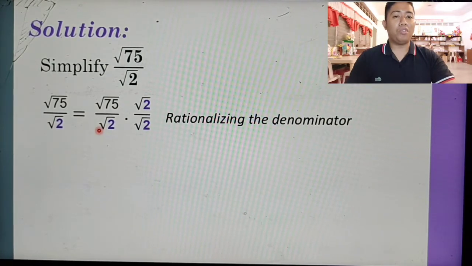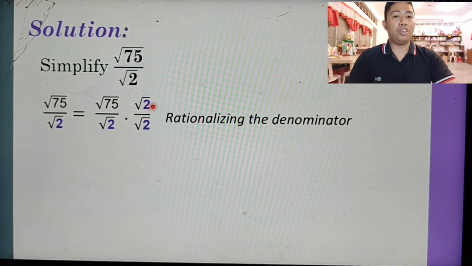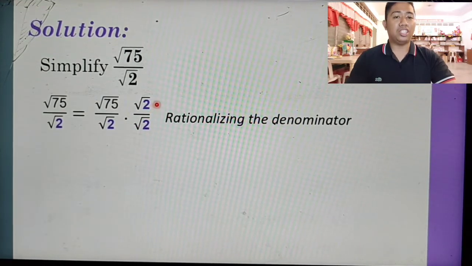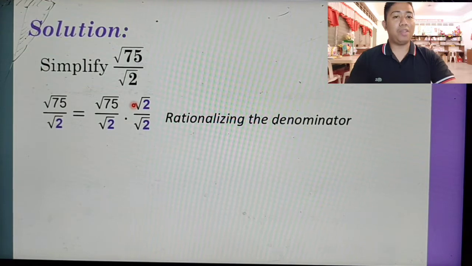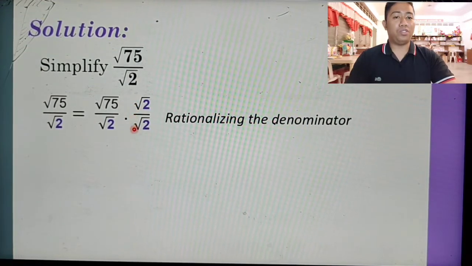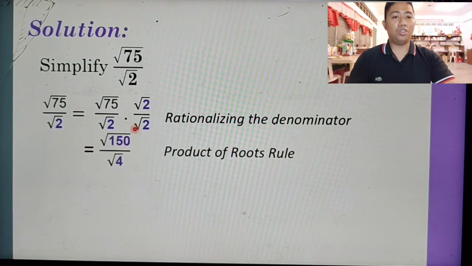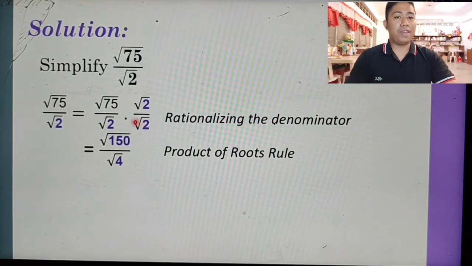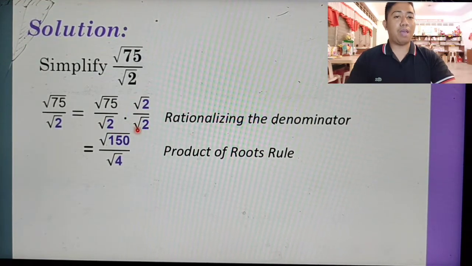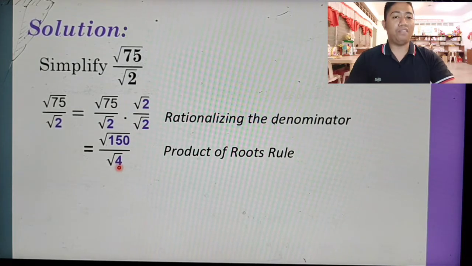So you will be going to rationalize by multiplying by 1, so the numerator and denominator are unchanged, which is the square root of 2 all over square root of 2. Okay, the next thing to do is to apply the product of roots. So square root of 75 multiplied by square root of 2 is square root of 150. And for the denominator, square root of 2 times square root of 2 is square root of 4.